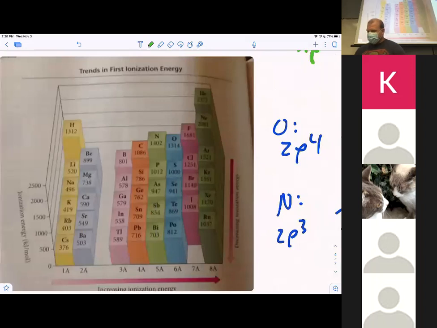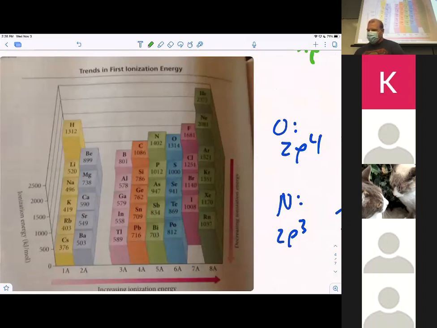Of course, the further left and down you are, the bigger you are, and the further to the right, the smaller you are, and the further up, the smaller you are. So the size trend is the exact opposite of the first ionization energy.